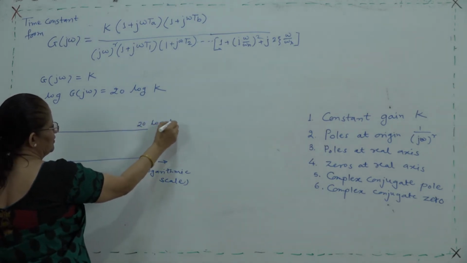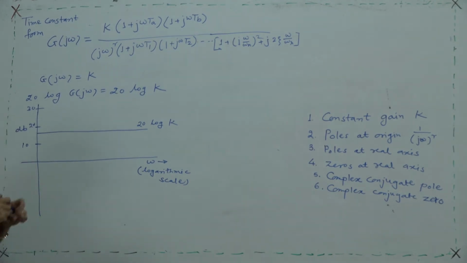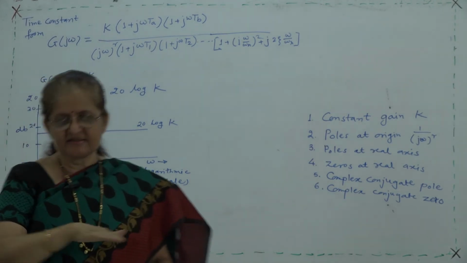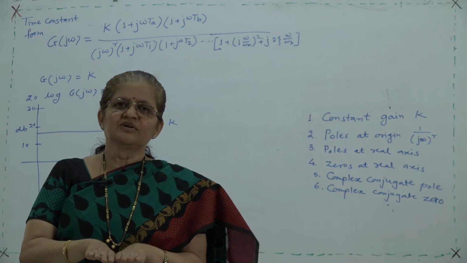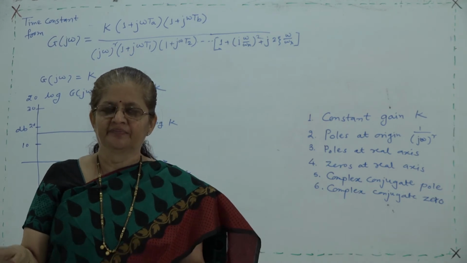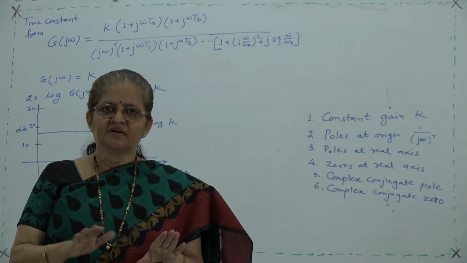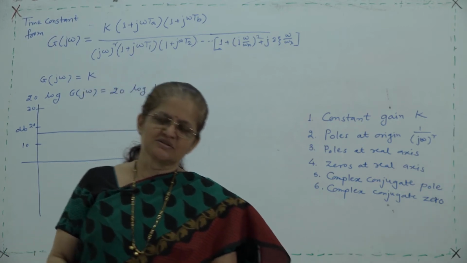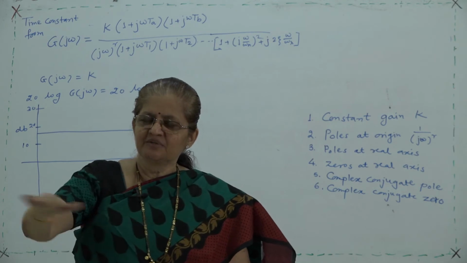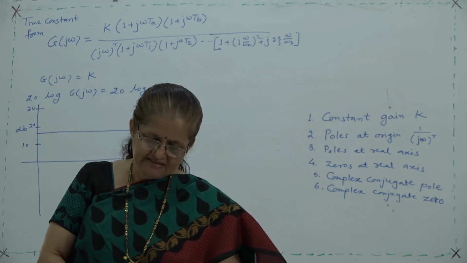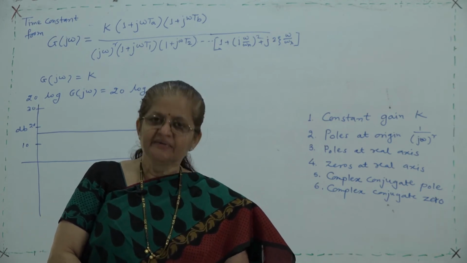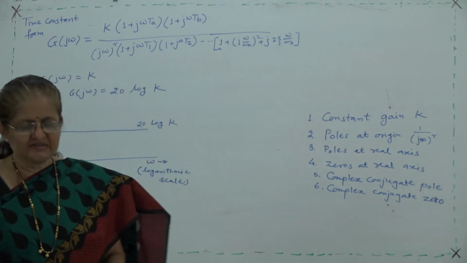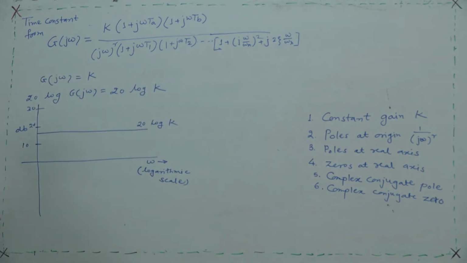So, 20 log of k is a straight line parallel to the x axis, because it is not dependent upon omega. K is constant, log of k is constant, 20 log of k is constant. So, you will get a straight line parallel to the x axis. Okay. Next, consider 1 upon j omega raised to r.